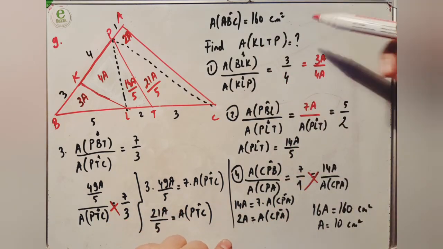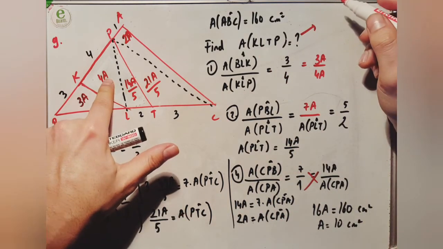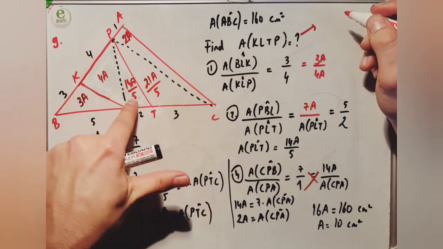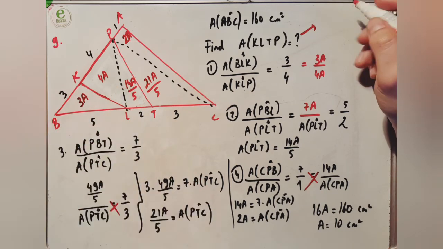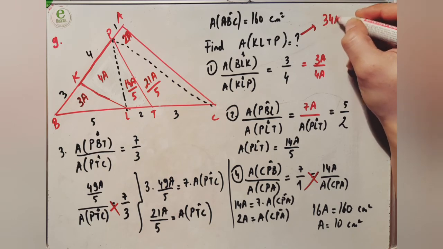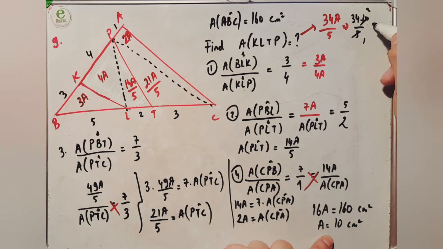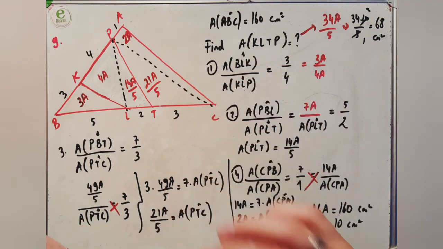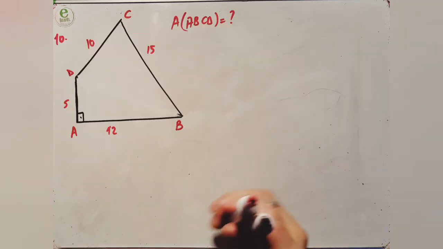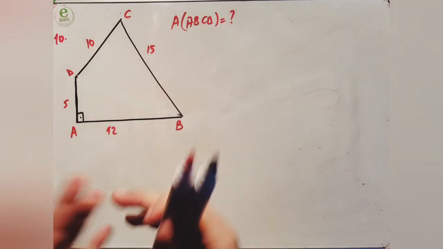To find the area of KLTP, it is 4A plus 14A over 5, which means 5 times 4A, 20A, plus 14A, 34A over 5. But we found A, that is 10. 34 times 10 over 5, the 5 cancels, so 34 times 2 is 68 centimeters square for the area of KLTP. And here we came to the last question. It is 10.